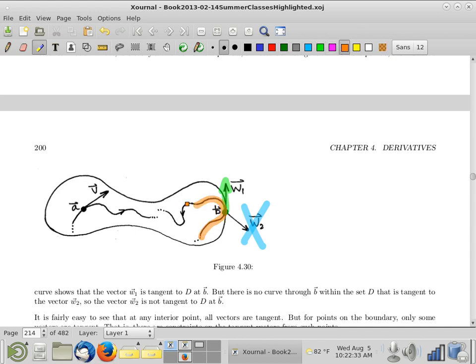You kind of sideswipe that point B. You sideswipe the boundary such that at the point B you're going tangent. All right, so this is what a tangent vector is.